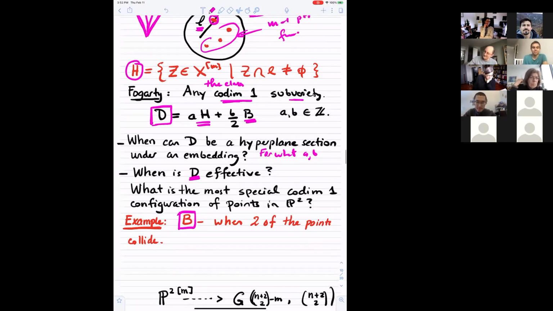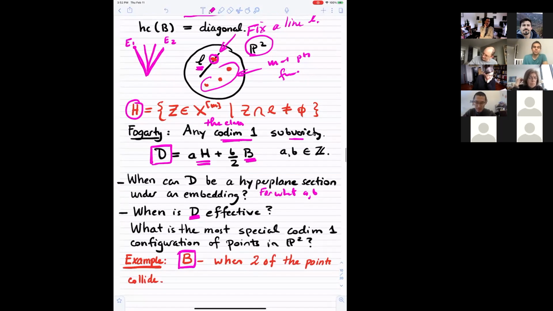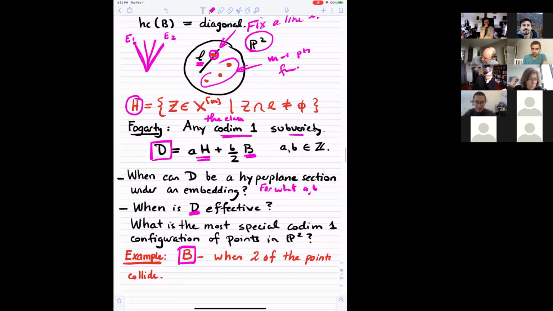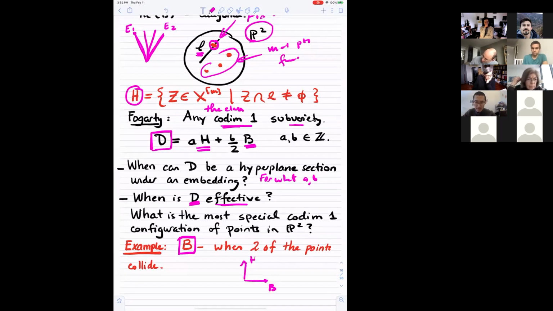So in other words, what this is saying is that if you want to answer the first question, when is D effective? One extremal ray of that is B, right? The question is, what is the other extremal ray? That's what we're going to ask. Okay.